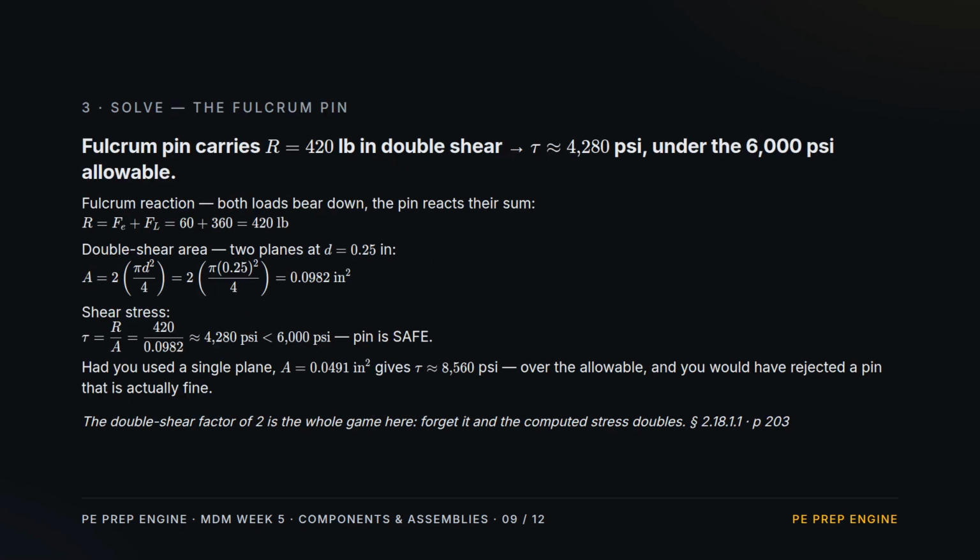Solve. Part 2. The fulcrum pin. Both forces bear down on the beam, so the pin reacts their sum, 420. The clevis puts the pin in double shear, 2 planes, so the area doubles. The stress comes out near 4,300, comfortably under the 6,000 allowable, so the pin is safe. Forget the double shear and you'd compute over 8,500 and wrongly reject it.